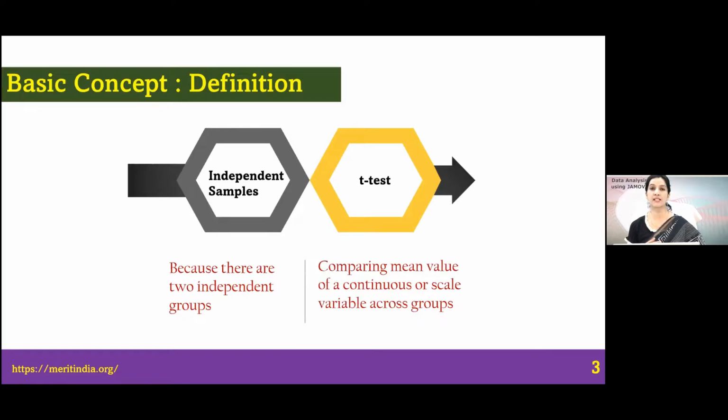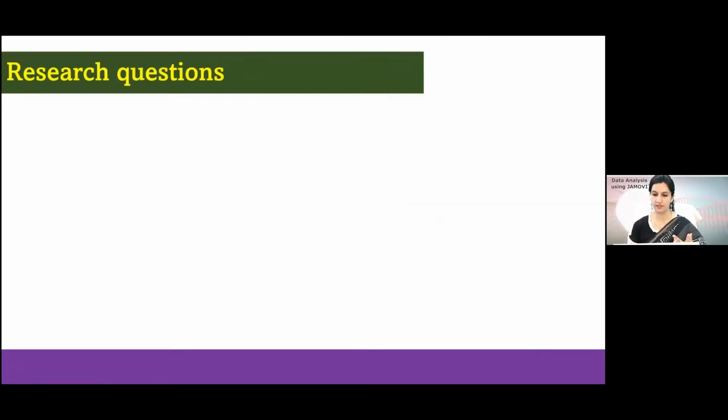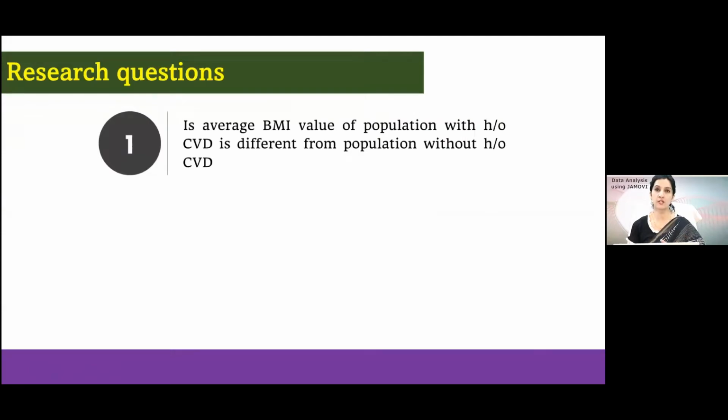So in this case, the dependent variable is a continuous variable or a scale variable, which we measure its value across the levels of a categorical variable. And the categorical variable should have only two levels, because if it has more than two levels, then we do the one-way ANOVA. So since we are doing the independent sample t-test, we will have a category which has two levels. So what are the research questions to answer which we need the independent sample t-test?